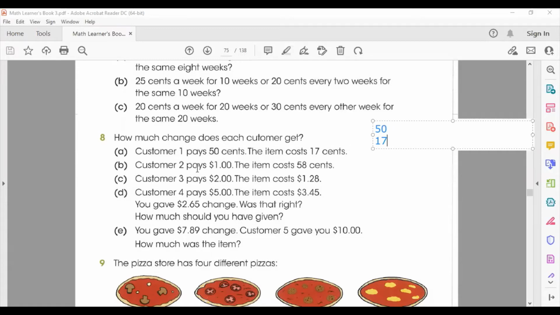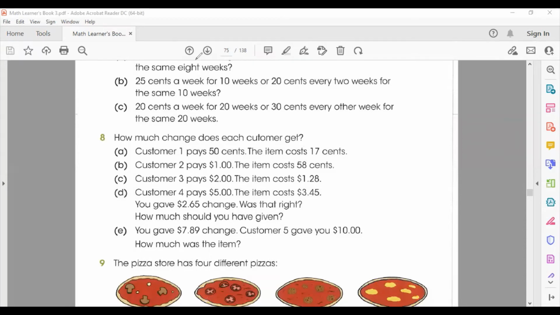Like this one, second one, customer 2 pays $1 and the item costs 58 cent. So we need to write 58 cent under the cent, not under the dollar. So 50 minus 17, how much change remaining? 0 minus 7, not possible. Take 1 from 5, it's remaining 4. 10 minus 7, 3. And 4 minus 1, it's also equal 3. So 33 cents change.